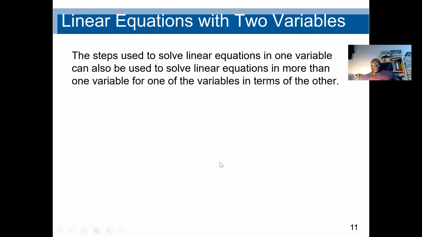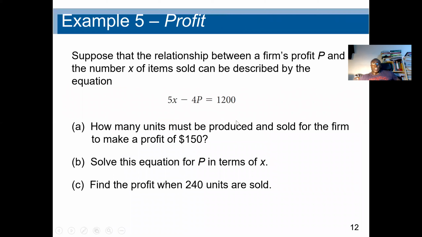So linear equation with two variables. Here they say the steps used to solve linear equation in one variable can also be used to solve linear equation in more than one variable for one of the variables in terms of the other. Now in this case, this is not system of linear equation. System of linear equation, if we have two variables, they will give us two equations. If we have three variables, they will give us three equations, and we can find the value for each variable. But here they give us only one equation. So which means the answer will consist of either x or p.